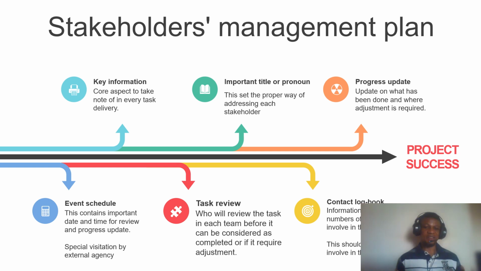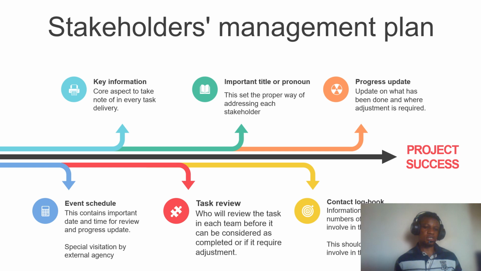Then important title or pronoun of the project stakeholders. So for instance, we have the senior pastor, who is the general overseer of the church. We have the ministers. You don't want to address someone who is just a minister as a senior pastor. So all of these we have to take note of, the proper way of addressing each of the stakeholders. Another crucial aspect is to know the kind of progress update, to update on what has been done and where adjustment is required. This has to be communicated.